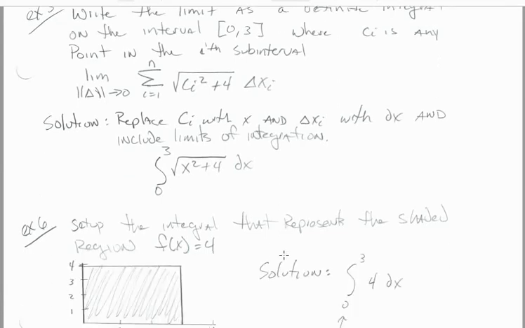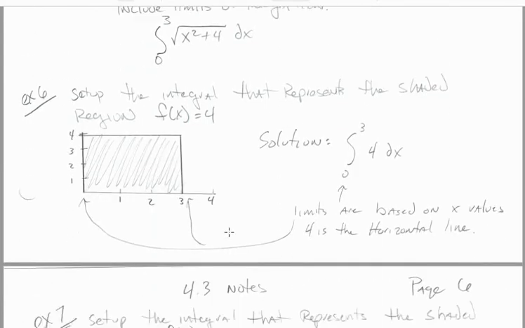Okay, let's step into the next one. On your homework, you're going to be given a graph like this one here. Set up the integral that represents the shaded region. So the shaded region, and we're going to be given an equation. The equation that's given is f of x equals 4. So it's really just a straight line that goes from -infinity to +infinity at 4. But we're given a specific shaded region for that.